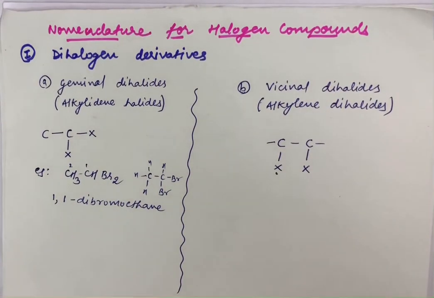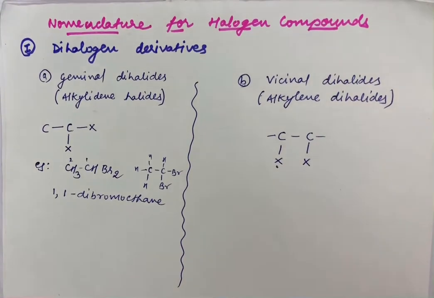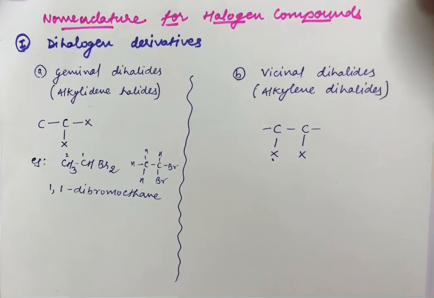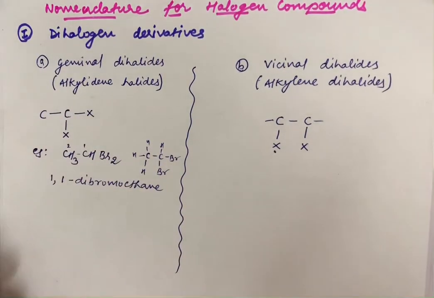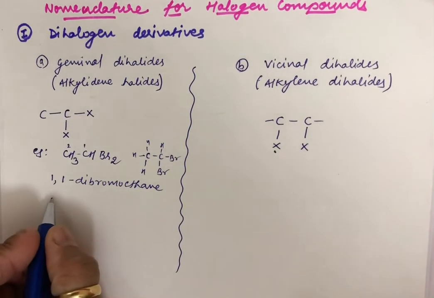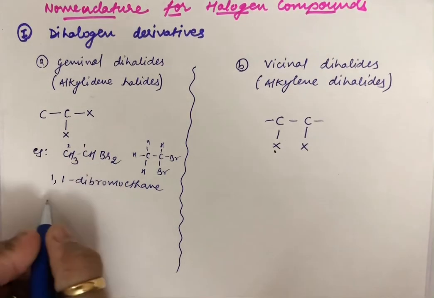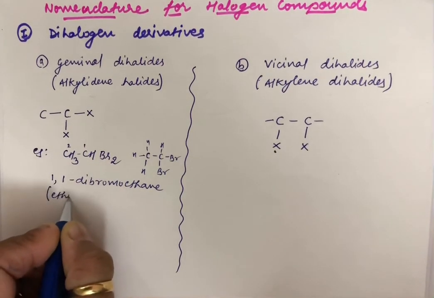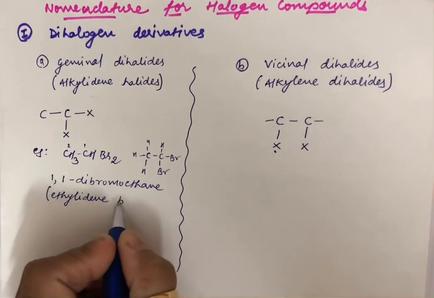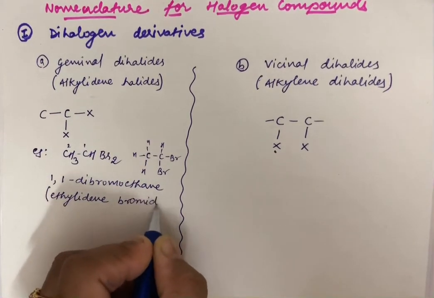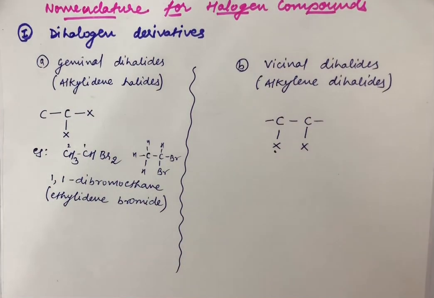But what about its common name? I just now told you that in the common way they are named as alkylidene halide. So if I wish to name this, as you have two carbons, I will write it as ethylidene bromide. This would be its name.